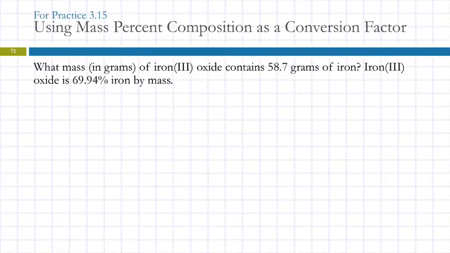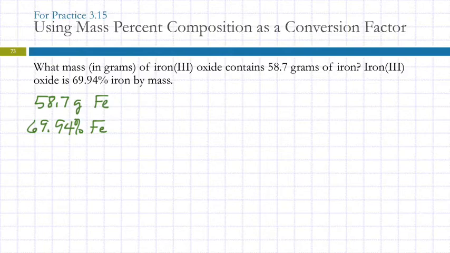What mass in grams of iron 3 oxide contains 58.7 grams of iron? Iron 3 oxide is 69.94% iron by mass. Well, let's take those numbers and write them down. We've got 58.7 grams of iron, and we're told that this compound is 69.94% iron. So before you do any more thinking about how to do this problem, write the percent as a conversion factor.